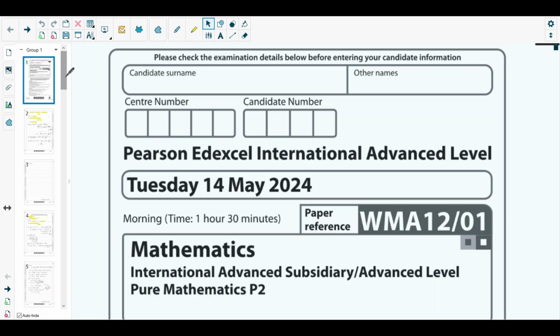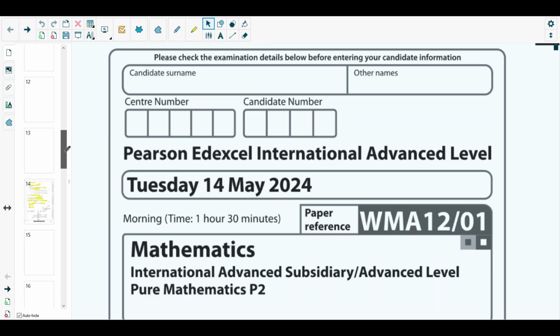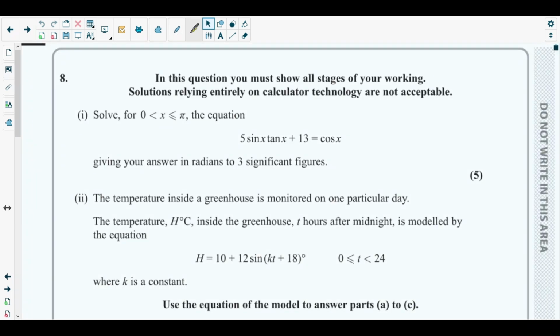In this video, we will be solving question number 8 from the recent past paper of Pure Mathematics 2, which is the May 2024 P2 paper. So let's get started with question number 8. At first, part 1 of question number 8.